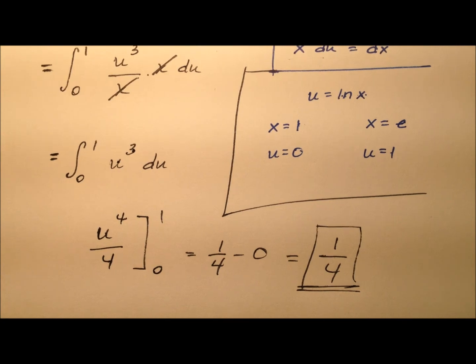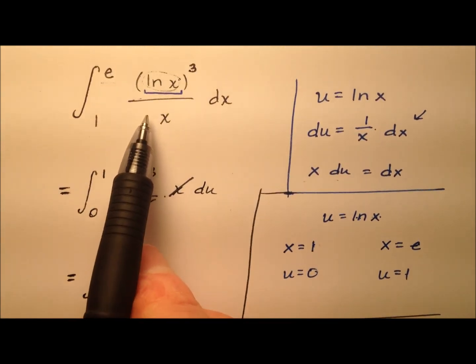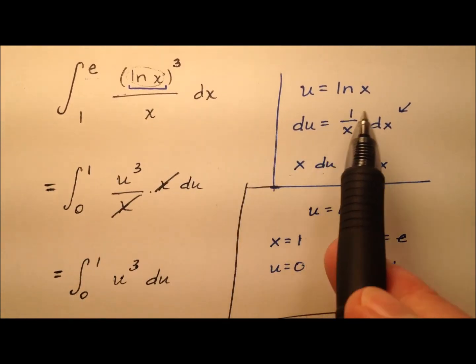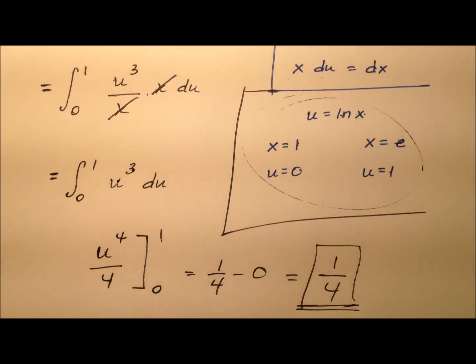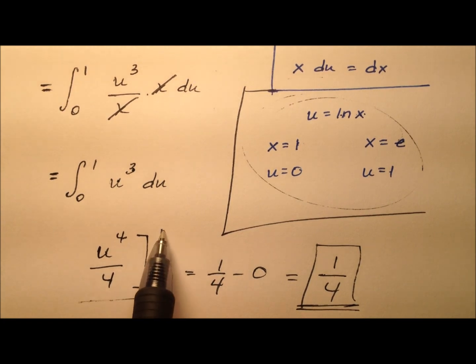So when I evaluate this definite integral, I used a quick u-substitution. I had to change my limits of integration as well, and when I did so, I integrated and I evaluated and I got 1/4.